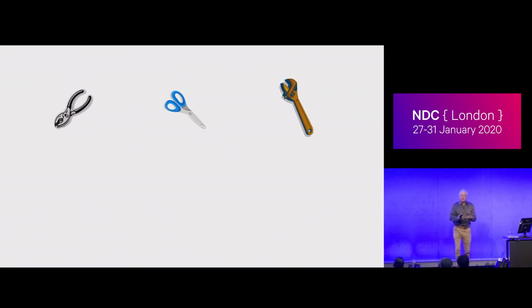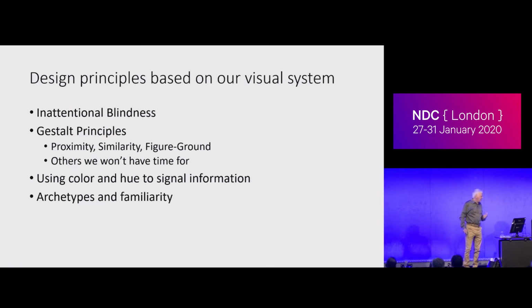A design principle is something that describes how users interact with designed things, including computer software, based on the way their brains and visual systems work. You can't just train people out of it. It's a part of our biology. And that inattentional blindness is one of the design principles. We're going to look at several.